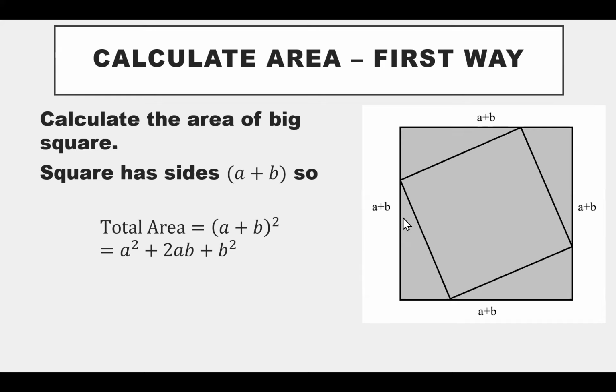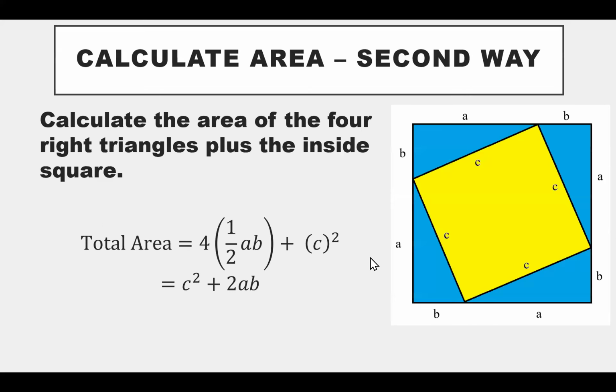Since the side of the square is length a plus b, the total area is a plus b quantity squared, which multiplies out to a squared plus 2ab plus b squared. The second way to calculate the area is to take and add up the four triangles and add up the square. Each of these triangles is a right triangle with base of b and height of a, or base of a and height of b, but they all have the same area, which is 1/2 a times b.